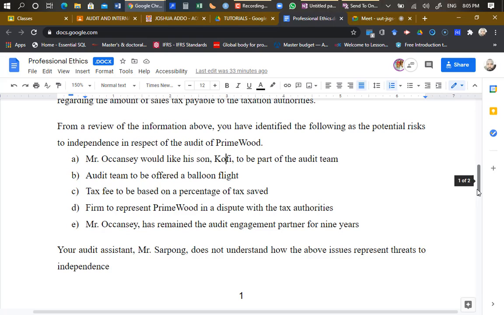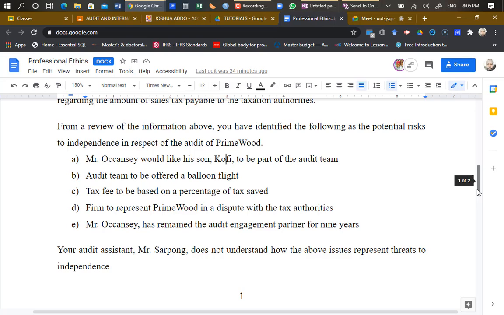Okay, sir, I have learned that the D is the advocacy threat. Advocacy threat, sir. And to mitigate that, it can be the policy of the auditing firm not to engage in such engagements on behalf of the firm they are auditing.